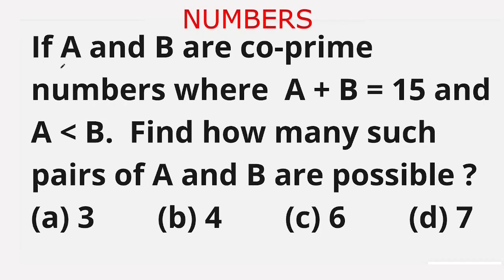Our question is, if A and B are co-prime numbers where A plus B equals 15 and A is less than B, find how many such pairs of A and B are possible. The given options are option A 3, option B 4, option C 6, option D 7.